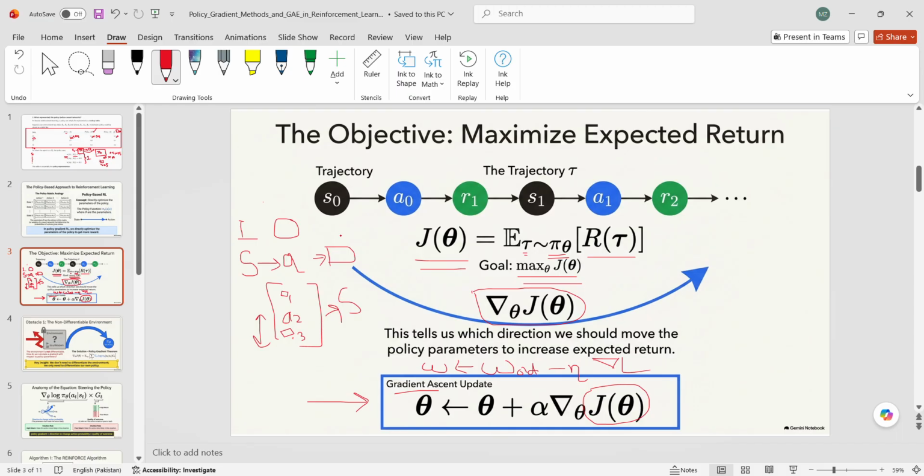In the next lecture we are going to see the policy gradient equation, and it is going to make a lot of sense now that you have understood how a neural network works in reinforcement learning.